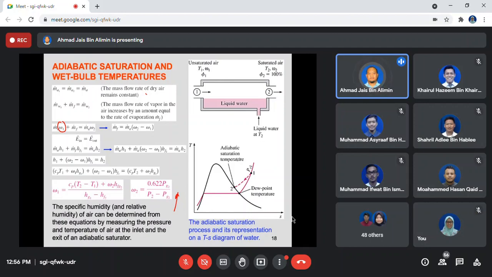Adiabatic means that we assume everything is happening without any heat transfer to the surroundings. Unsaturated air, saturated air, where your relative humidity is very high. These are the conditions involved.